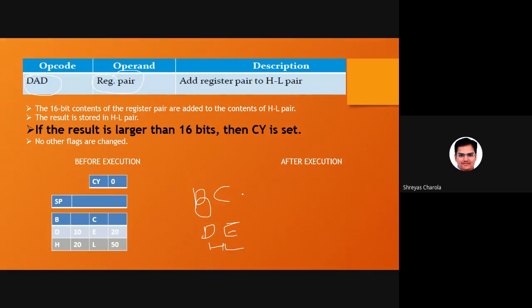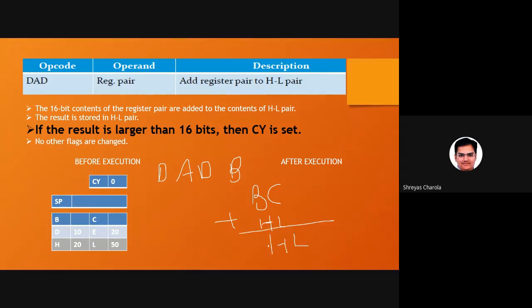See, whenever you use the DAD instruction, it always adds. Same way, if you have one register, it might be anything that will be added with the accumulator and the answer stored in the accumulator only. But in a DAD instruction, if you write any register pair, like if you write DAD B, that means the BC will be added with HL always, and the answer will be stored in HL only.